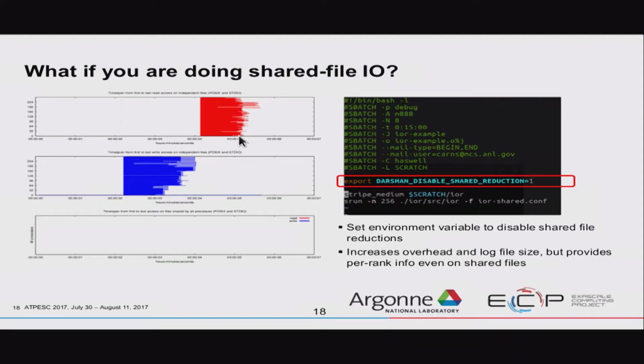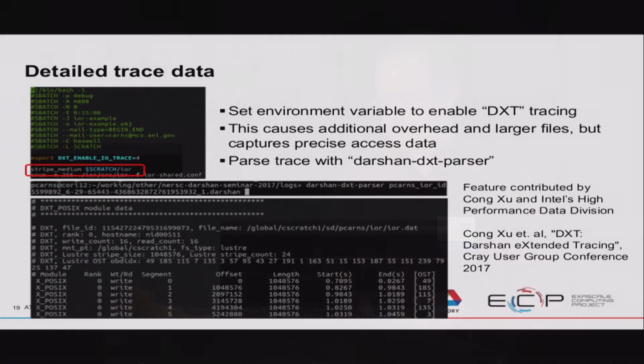So if you see a single line on the shared file and you want it broken down per process, rerun your job with that environment variable set. It's not the default because it makes a little bit bigger log file, but it works fine. And then the next thing, suppose you want even more detail than that.